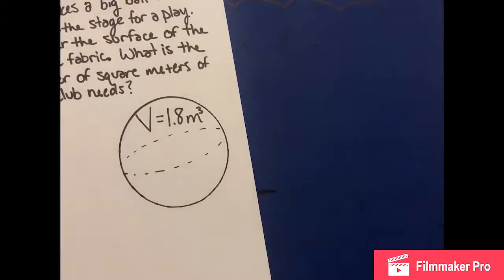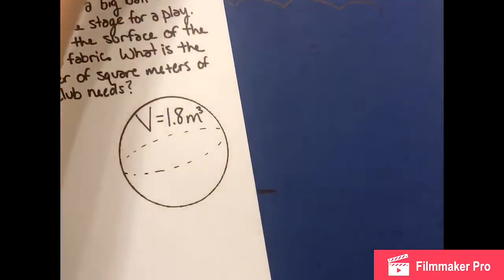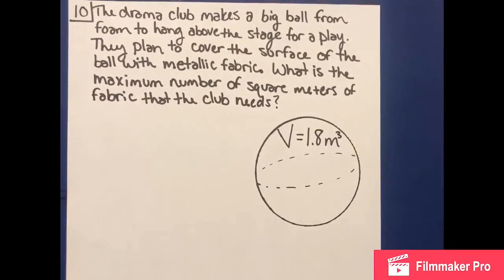Moving on to number 10. So I'm gonna make that so you can actually see it. It says the drama club wants to make a big ball from foam. Sorry, my speech is just all over the place today. From foam to hang above the stage for a play. They plan to cover the surface of the ball with metallic fabric. What is the maximum number of square meters of fabric that the club needs?